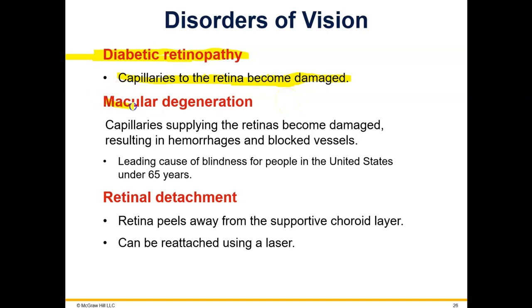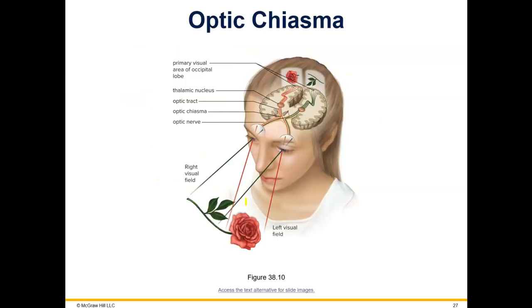Macular degeneration also starts with the capillaries. In fact, diabetic retinopathy can lead to macular degeneration. When the capillaries supplying the retinas become damaged, this can cause hemorrhages and blocked vessels, and it is the leading cause of blindness for people in the United States under 65 years old. It's called macular degeneration. And then there is retinal detachment, which is when the retina peels away from the choroid layer, and it can be reattached with laser surgery. So you hear about LASIK surgery, people having LASIK surgery.